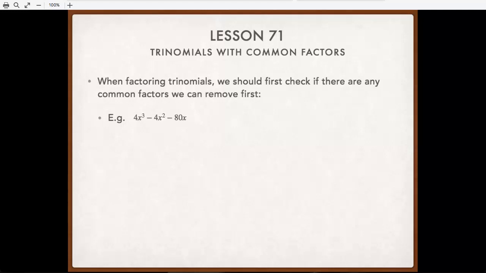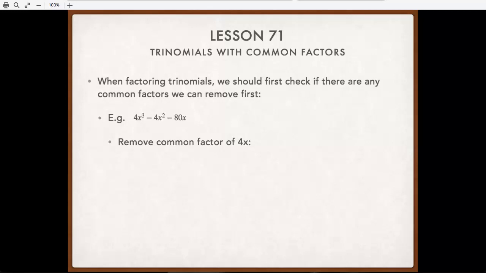In addition to that, we also can't apply our factoring methods from the last lesson to this trinomial, because notice the degree of this equation is 3. We have x cubed in there. And the methods that we used in the last lesson only apply for factoring quadratic trinomials, that is, with a degree of 2. The highest exponent on a variable is 2.